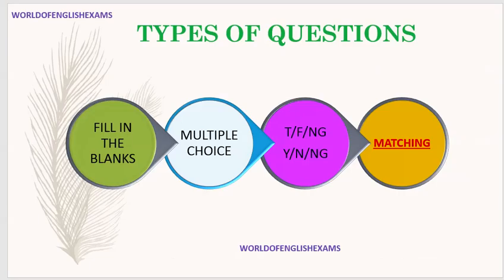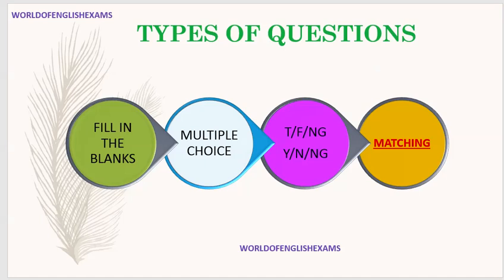Yes, as you can see clearly on the screen, the question types on the IELTS reading module are basically classified into 4 categories. The first category is the fill in the blanks question, wherein you have many subcategories like note completion or sentence completion, flow chart, diagram, table, summary, and all of them. So all these are together called fill in the blanks.